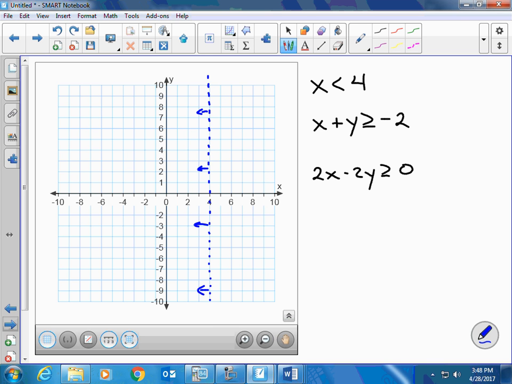All right, second equation. I'm going to rewrite it into y equals mx plus b. My slope is a negative 1 over 1, and my y-intercept is a negative 2. Negative 1 slope says go down 1 and right 1. I do that over and over and over. It is a solid line this time.